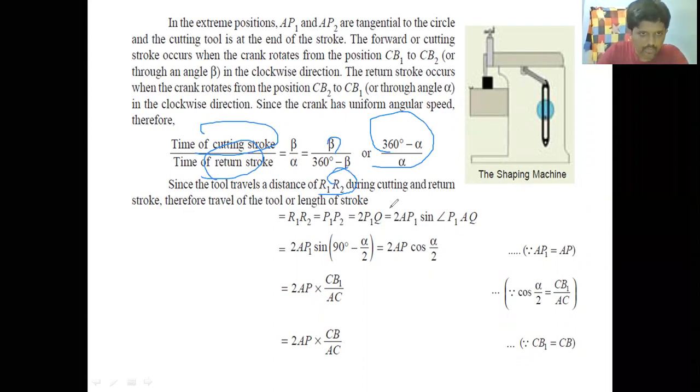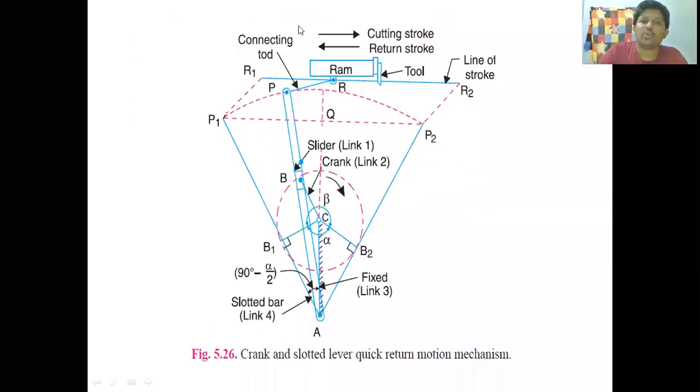And there, if you see some geometry there, during the cutting and the return stroke, the travel of the tool has length R1, R2. So the length R1, R2 which we are mentioning is equal to P1, P2. Due to geometry, P1, P2 and R1, R2 are the same, because they both are parallel.